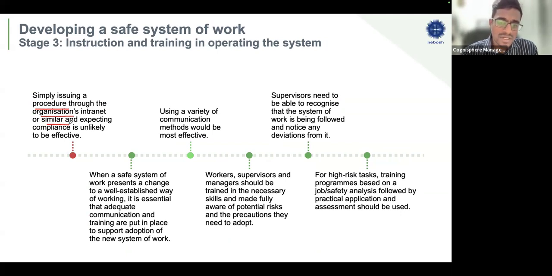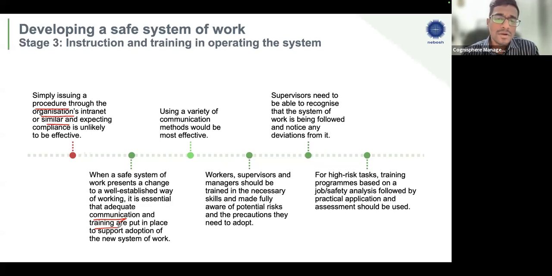Okay. You develop the procedure and then you share the procedure to the concerned people, that doesn't ensure the procedure will be implemented. Okay. So here you need to communicate what is there in the procedure. Okay, so when a safe system of work presents a change to a well established way of working, it is essential that adequate communication and training are put in place to support adoption of the new system.